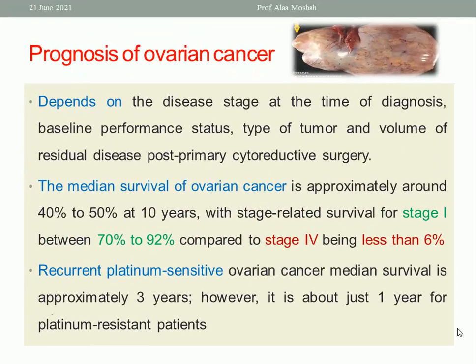What is the prognosis? Of course, the prognosis depends on the stage of the disease, the type of the disease and its histological type and the immunohistochemistry and the molecular characteristics, the baseline performance status, and the volume of residual disease post-primary cytoreductive surgery. And this is very important.